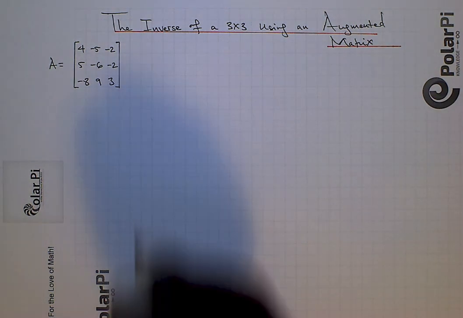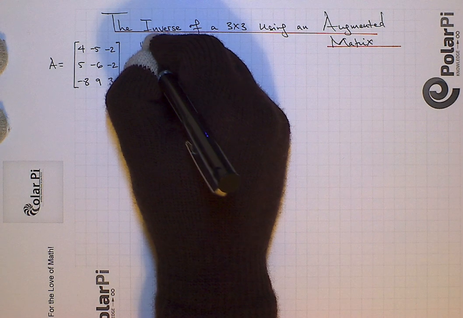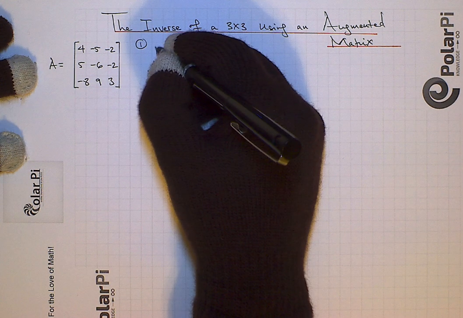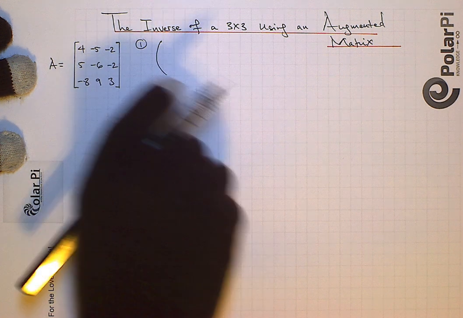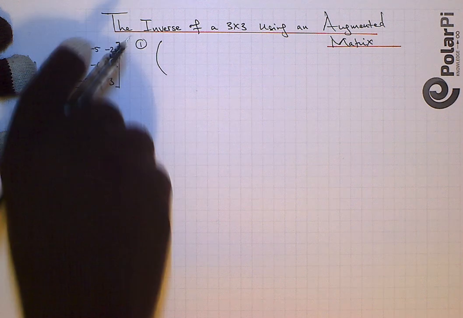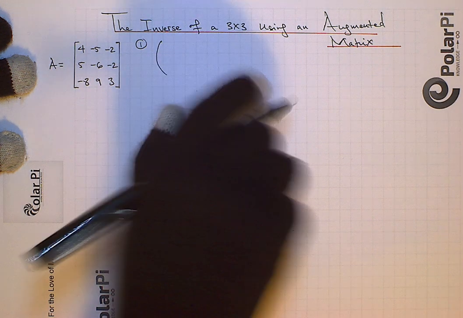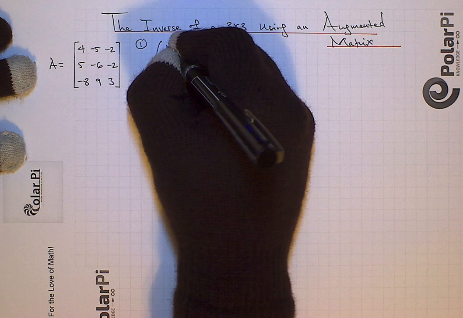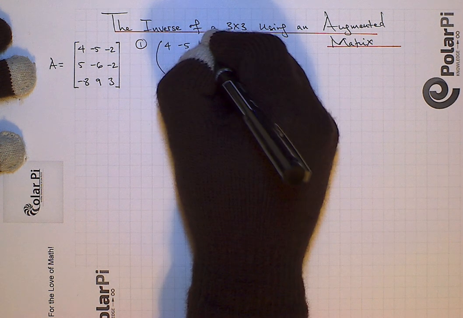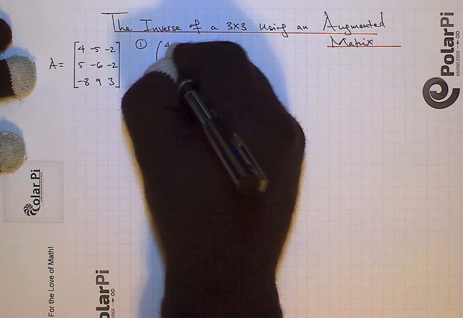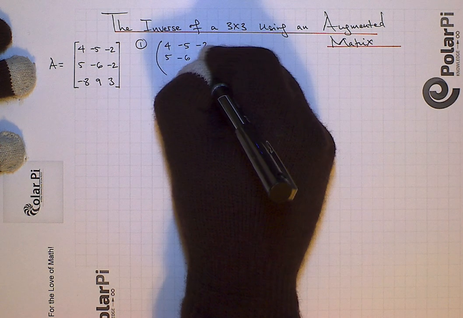Anyway, let's get started. To start, your first step is always to draw your very first augmented matrix, where on the left side will be your given matrix. I'm getting away from the square bracket so that I can draw quicker and I don't have to use a ruler. So on the left side of the augmented matrix will be the given matrix, and we can write that quickly.